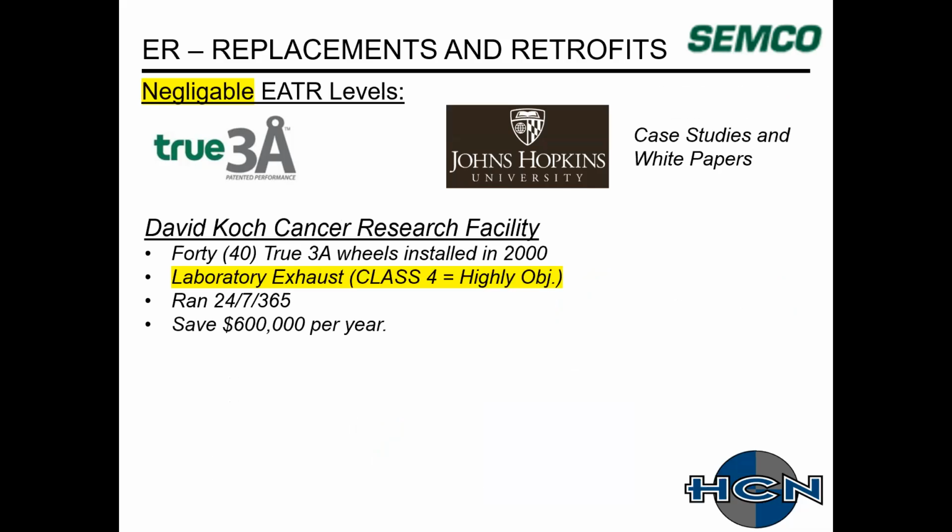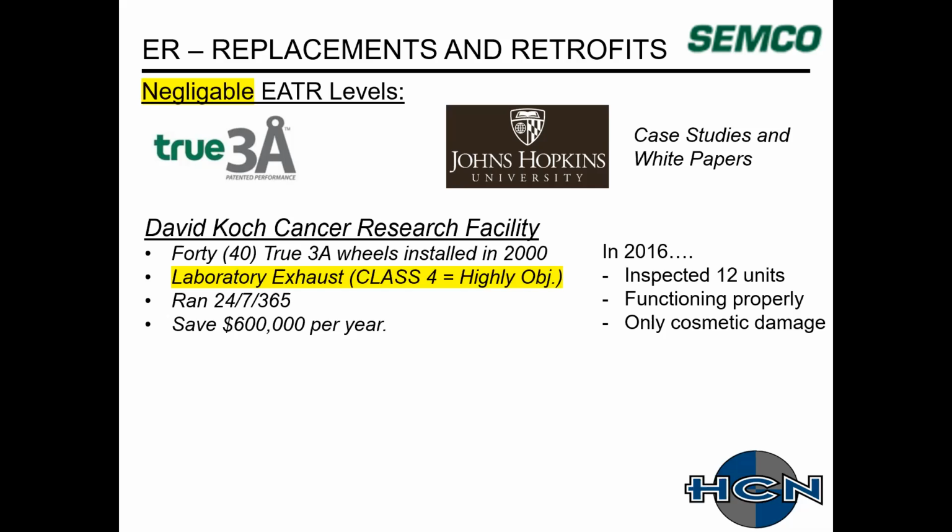This was used on laboratory exhaust, which if you're familiar with your ASHRAE 62.1, this is class 4, highly objectionable. I really don't see this very, very often. They ran the units 24/7. They had an extraordinary amount of energy saved each year. And then in 2016, they underwent an inspection, and there's a report that they inspected 12 units. They were still functioning properly from an exhaust air transfer ratio as well as heat transfer perspective. And then there was really only cosmetic damage associated with the wheel.